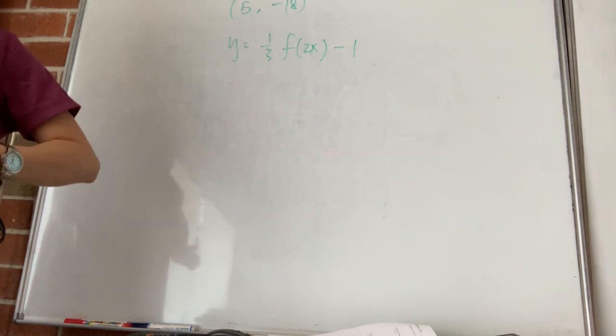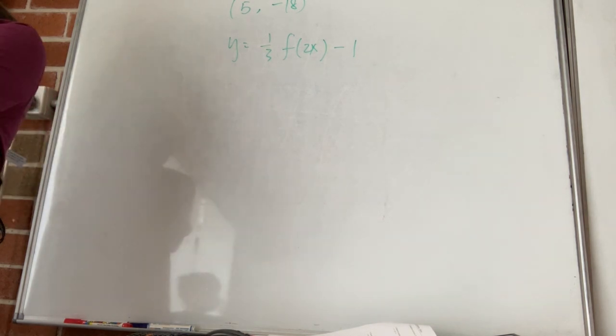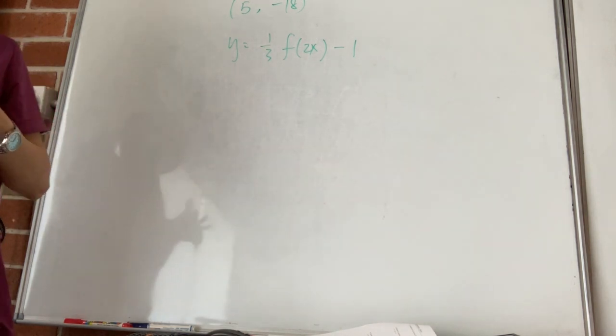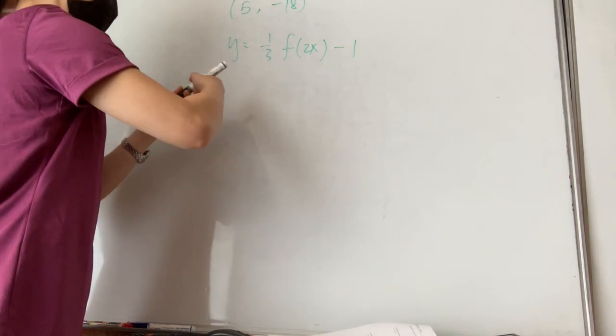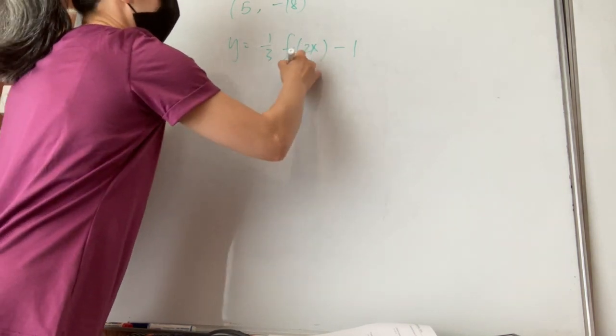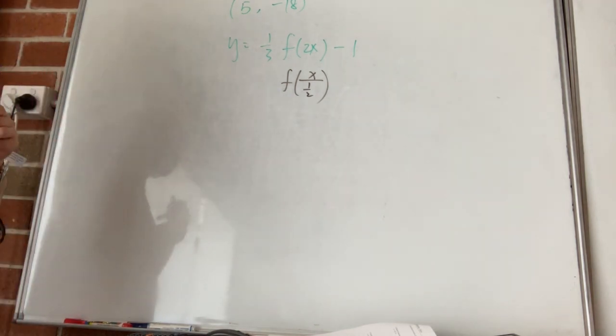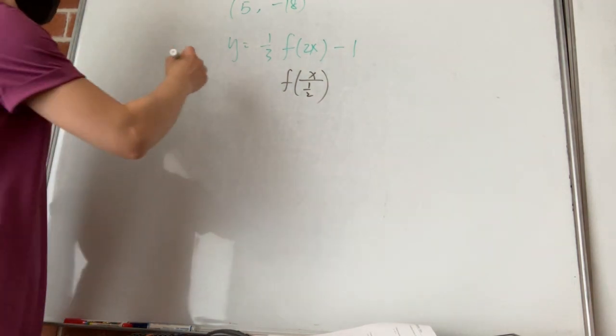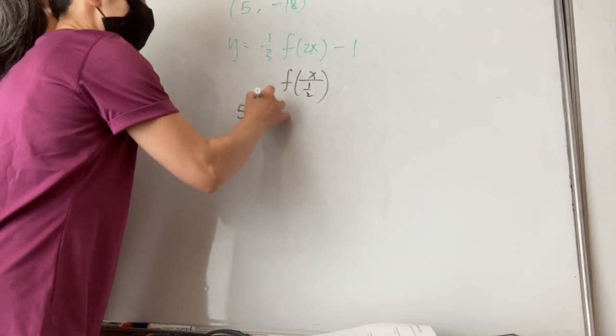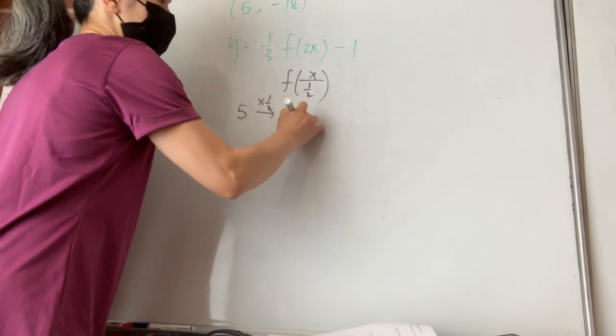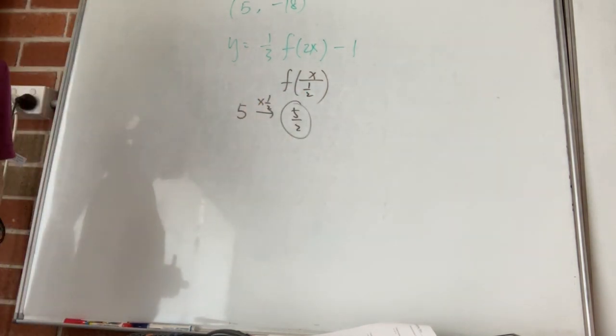Half. Don't do double, it's half. Good job. This is what you're thinking: f of x over a half. So you need to times it by a half, right? So your 5, you times it by a half, you get 5 on 2. This is your new x.